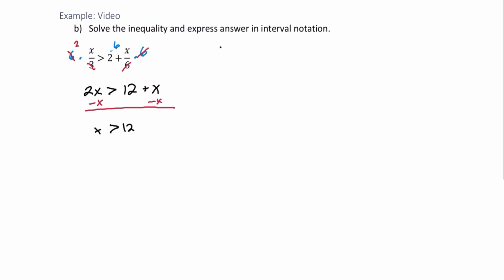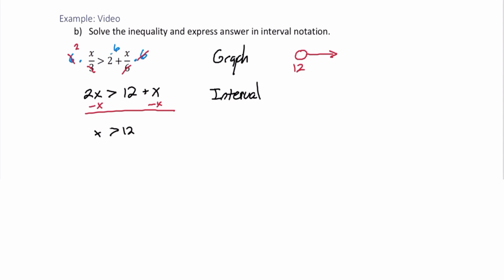Now let's look at the different notations for our answer. Graph, we have an open circle on 12, and we're shading to the right. The interval, looking at the graph, we can help get the interval notation. The number on the left is 12, but we don't include it, so we'll use a parenthesis. Then the number on the far right, that arrow's going to positive infinity.